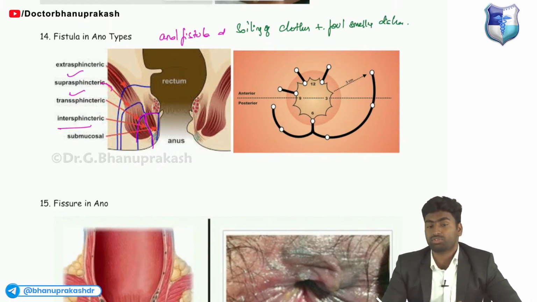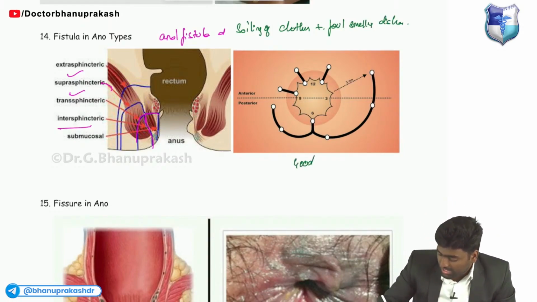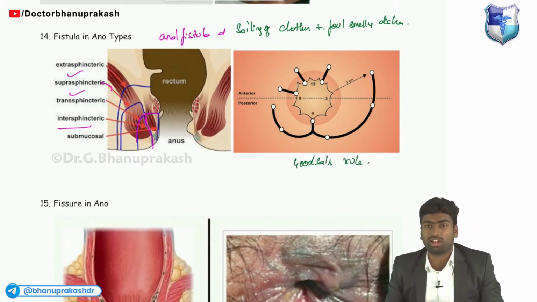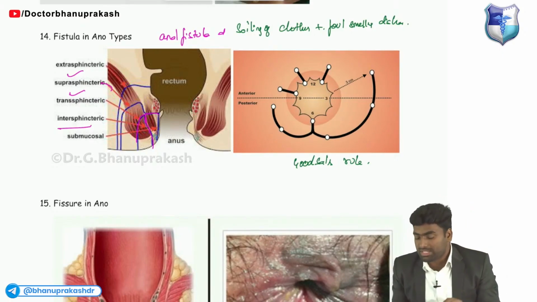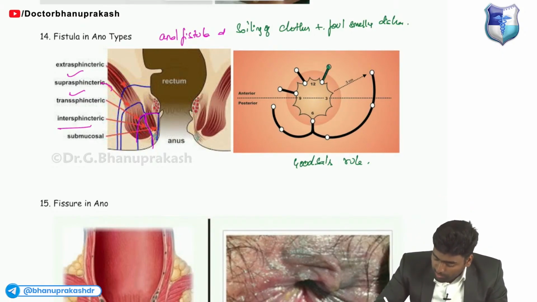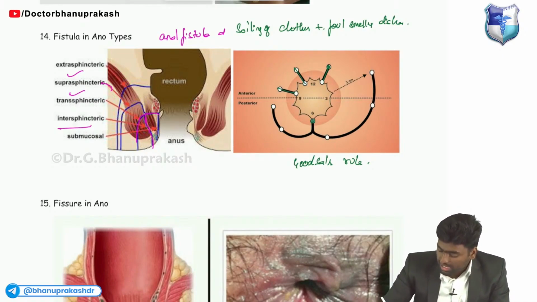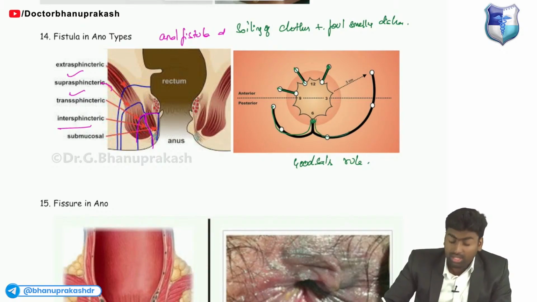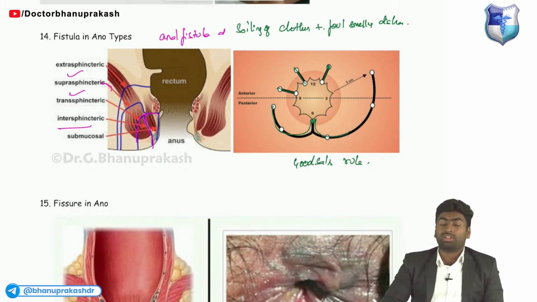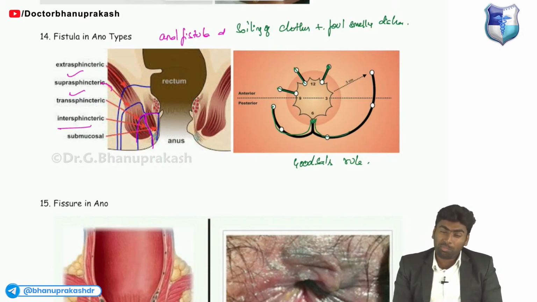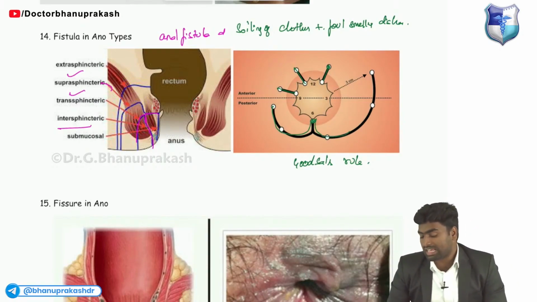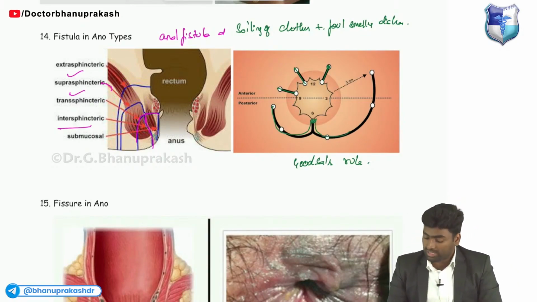And there is a rule which is known as Goodsall's rule. It is known as what? It is known as Goodsall's rule. This Goodsall's rule tells that whatever the fistula, if it originates from the anterior part, it will come and open radially. Whereas if the fistula originates posteriorly, it will form in a curved fashion and it will come and open at the 6 o'clock level. So a posterior fistula will open at the 6 o'clock level, whereas an anterior fistula will open directly in the same axis. Yeah, okay, in the same axis.